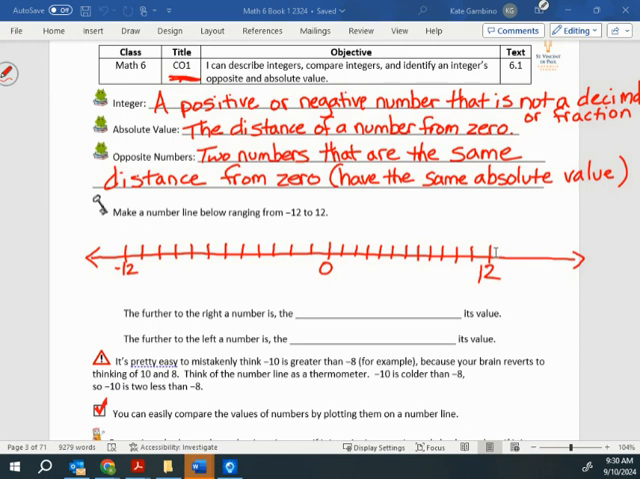So we don't have to put every single number on there. We can just count those marks to know we should have 12 marks going out to the -12, 12 marks going out to the +12.